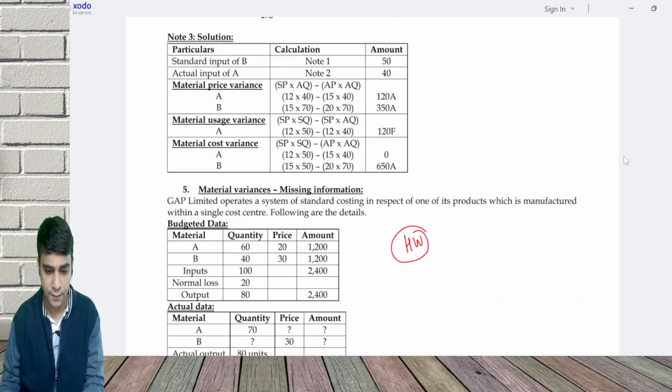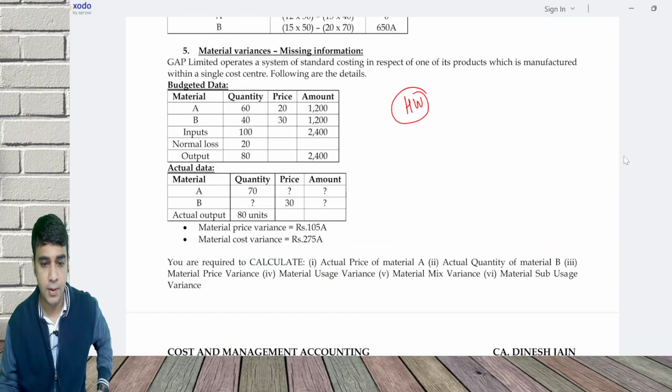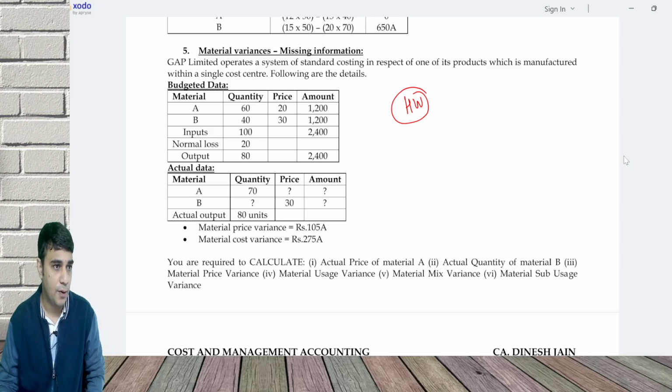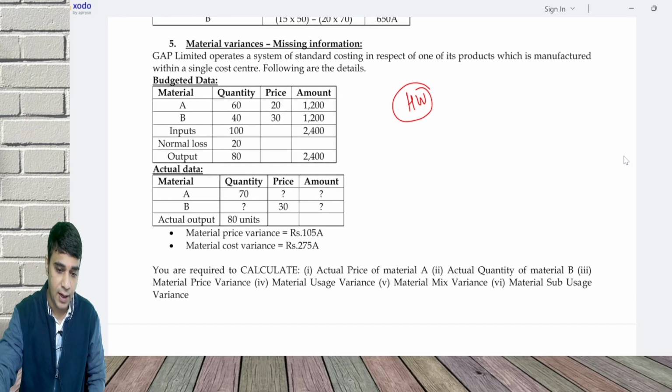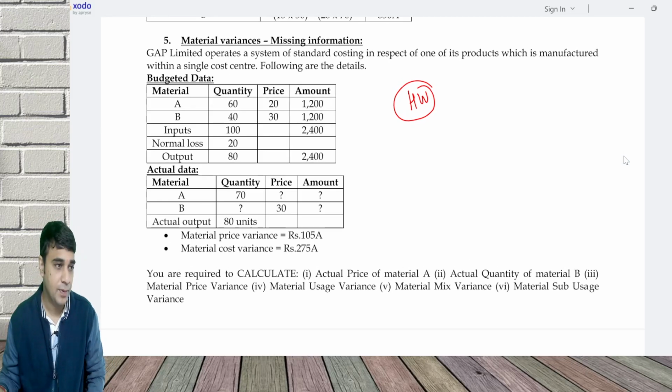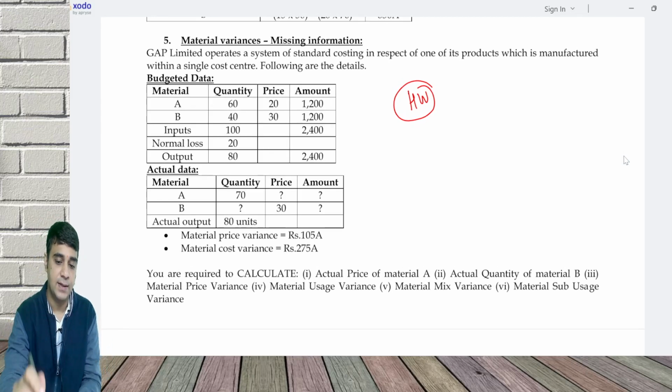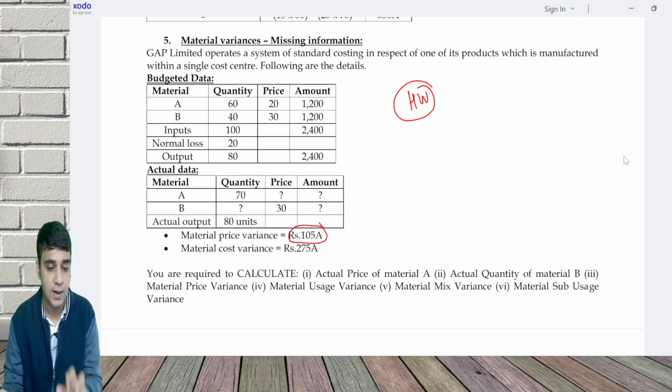Question number 5. Okay, this is a missing information question similar to question number 4. Here we have certain data points in the question. Material price variance is an area which I want to discuss a little bit. 105 adverse. This is for both material A and B put together. Why is it for A and B put together? Because it does not specifically mention for material A or material B.